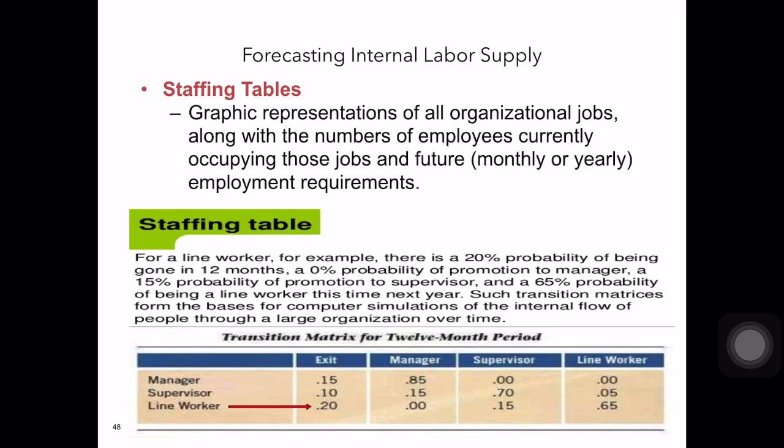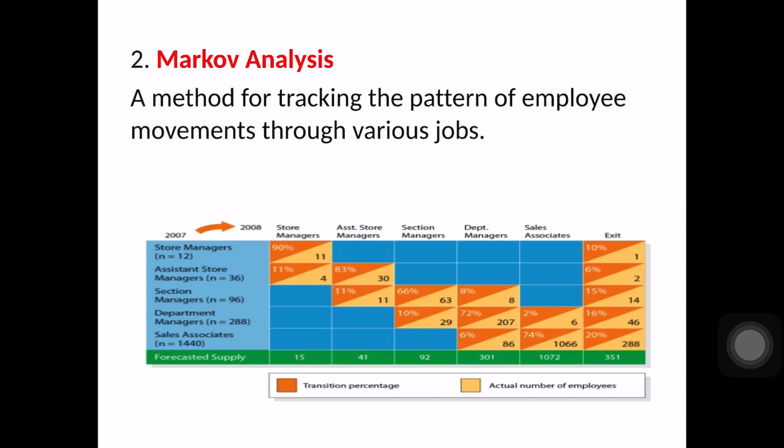Nombor dua adalah Markov analysis. So basically this is a method for you to track the pattern of the employee movement through the various of jobs. So dekat sini you boleh tengok sama ada sesebuah jawatan tu, sesuatu jawatan tu setiap tahun dia berubah ke tak berubah. Mungkin tahun ni jawatan tu dia punya percentage orang keluar daripada jawatan tu sangat rendah. Kenapa? So itu kita kata dengan Markov analysis lah. You track the pattern of the employee movement.